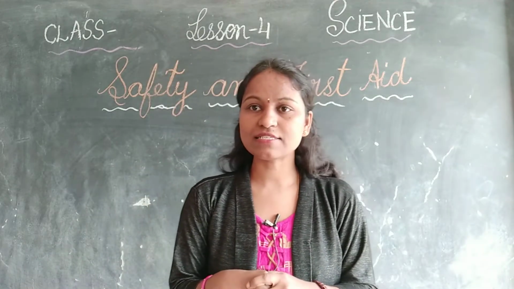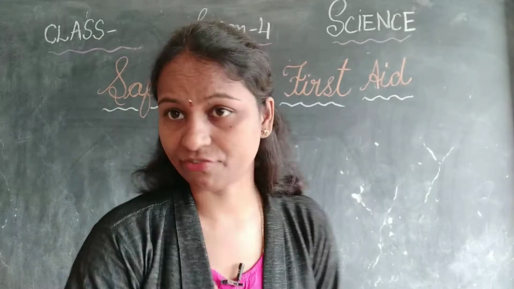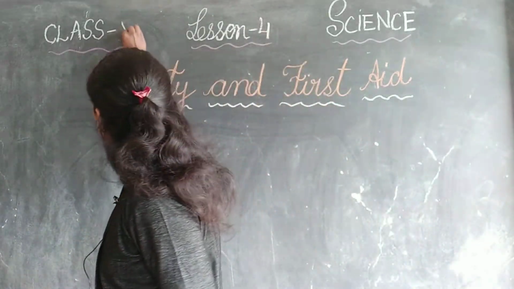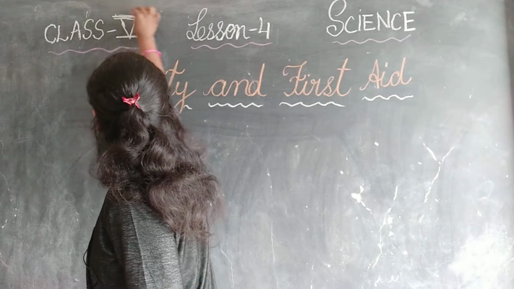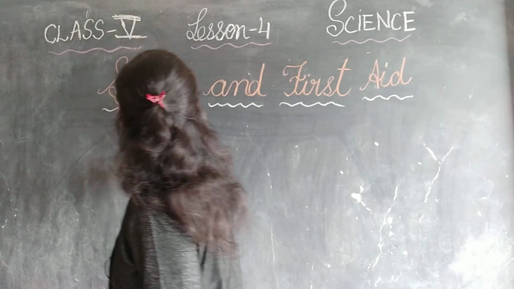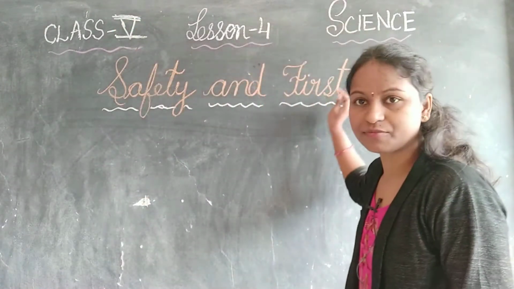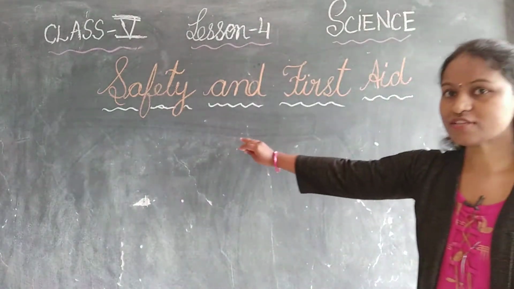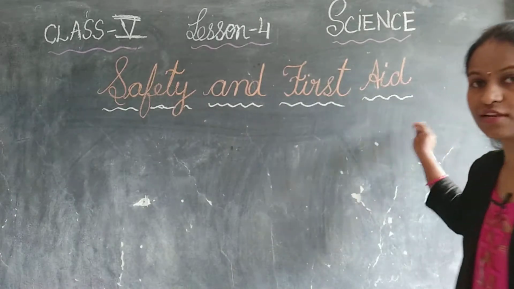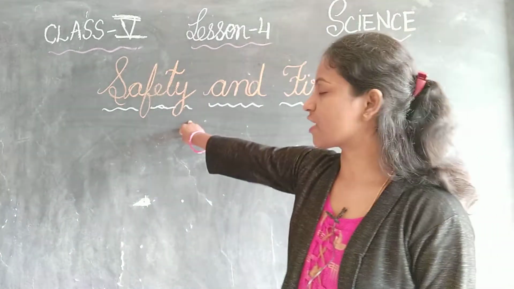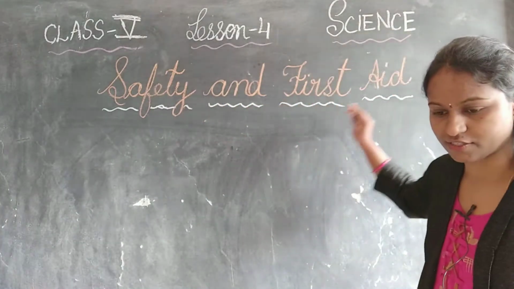So this is class 5, lesson number 4. The subject is science. And what is the name of the lesson, children? Safety and first aid. The name of the lesson is safety and first aid.